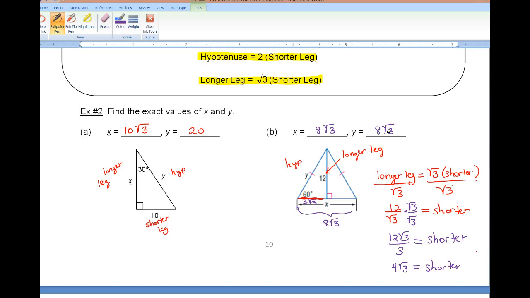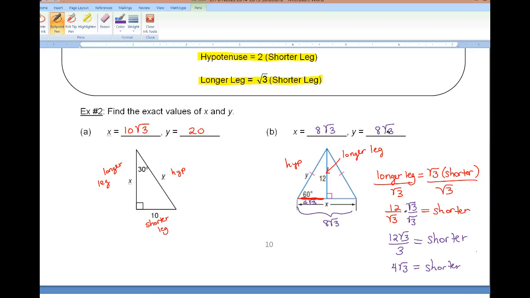What do you mean times shorter leg? Oh, right here. Look at this here. The longer leg is equal to square root of 3 times the shorter leg. So if I know the longer leg is 12, I'm going to divide both sides by square root of 3. So the shorter leg is going to be 12 over square root of 3, and then I rationalize. And when we rationalize, I get 4 square root of 3. Right here, this is 4 root 3. So all the way across is 8 root 3.